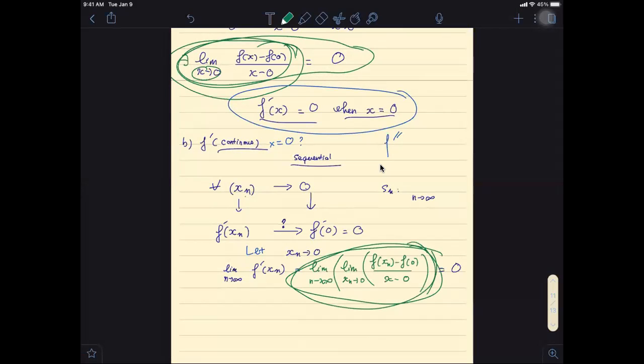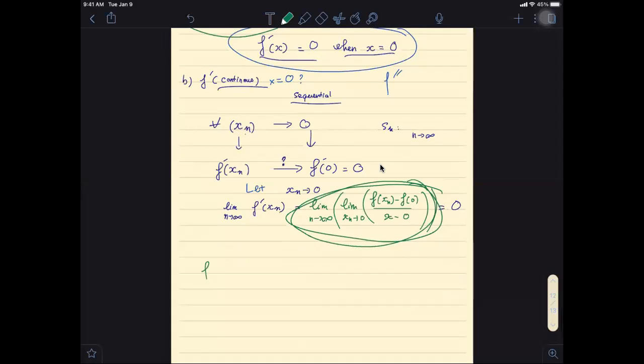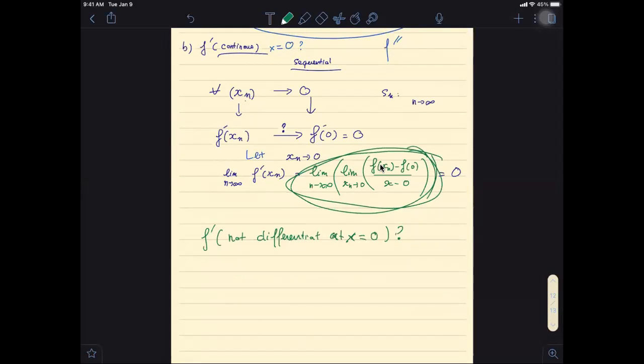What about f prime is not differentiable at x equals 0? All right, what do you guys think about this one? Wouldn't you say it's not? Yeah, it is not differentiable at x equals 0.